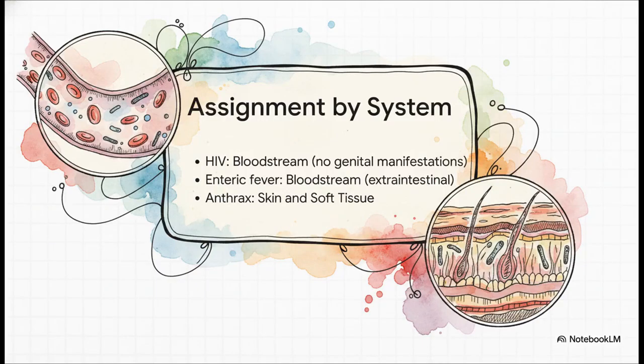To put that into perspective, organisms are now categorized by the primary organs they infect and manifest in, not just how they're transmitted. Take HIV, for example. It's sexually transmitted, sure, but it's classified as a bloodstream infection because it actually has no genital manifestations. Or think about enteric fever from Salmonella typhi. It's transmitted via the GI tract, but its major manifestations are extraintestinal, so boom, it sits right in the bloodstream category. And anthrax? That's skin and soft tissue rather than just zoonotic. It literally reframes how you think about disease.